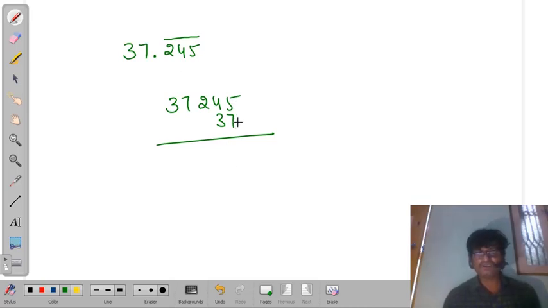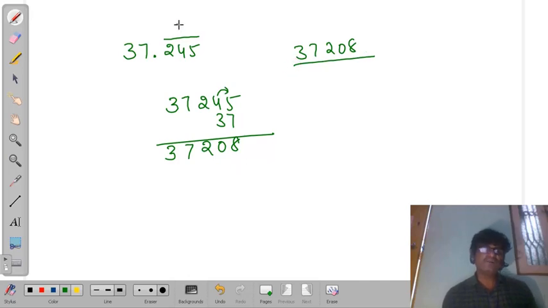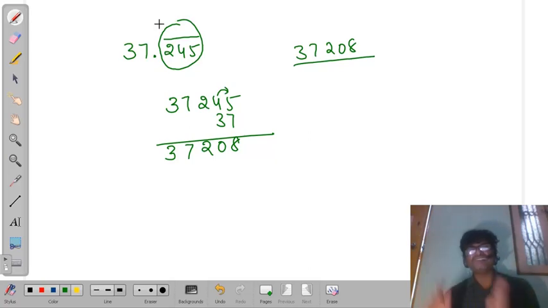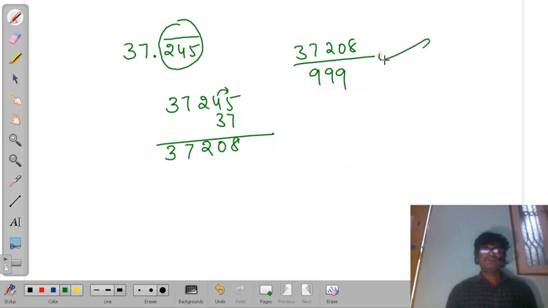5 minus 7 will not go, so take a borrow. 15 minus 7 gives us 8. Here, from 4, 1 went as borrow, so there will be 3. 3 minus 3 is 0. So we get 37,208 divided by, under the bar how many digits do we have? 3 digits. So you put 3 nines, like this. That's it. This is the fractional form.